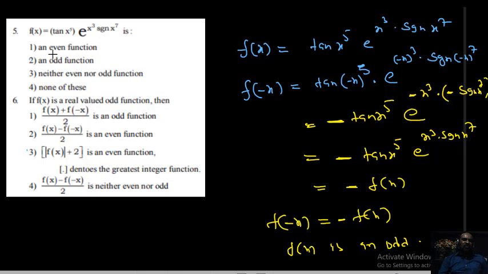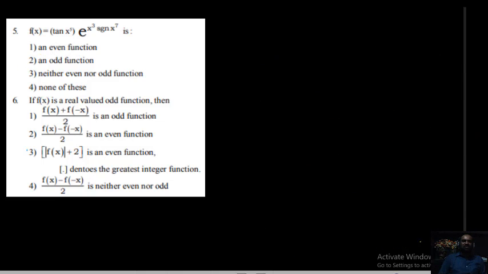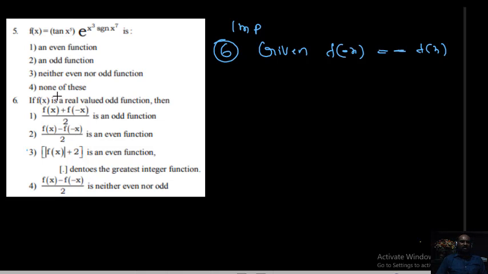Even function, odd one. Okay, next, sixth problem. Interesting problem, important model also. What is given? f of x is a real valued odd function, f of minus x equal to minus f of x for every x belonging to its domain. Now some functions are given below. We want to check what type of functions they are.